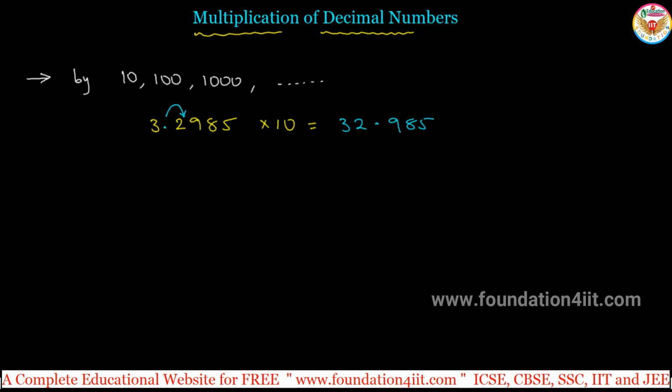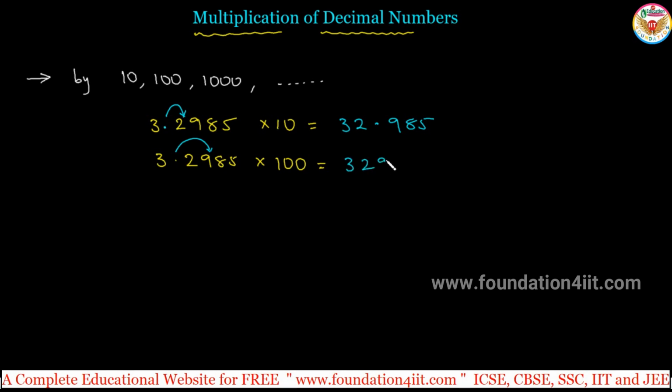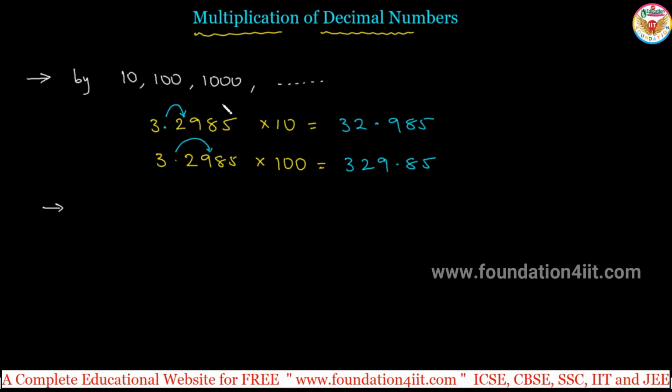Now next, same way, one more example you take. 3.2985 multiplied with 100. So the decimal point will move two places. That means 329.85, and so on. Any number you can take. Okay, this is one category, one type. A decimal number multiplied by 10, 100, 1000, and so on. As many zeros as there are, that many places we can take the decimal point to the right side. Okay, next one, multiplication by a whole number.